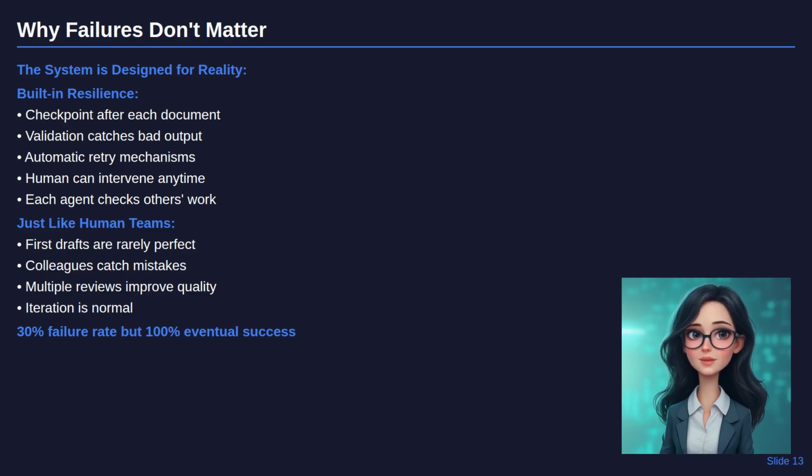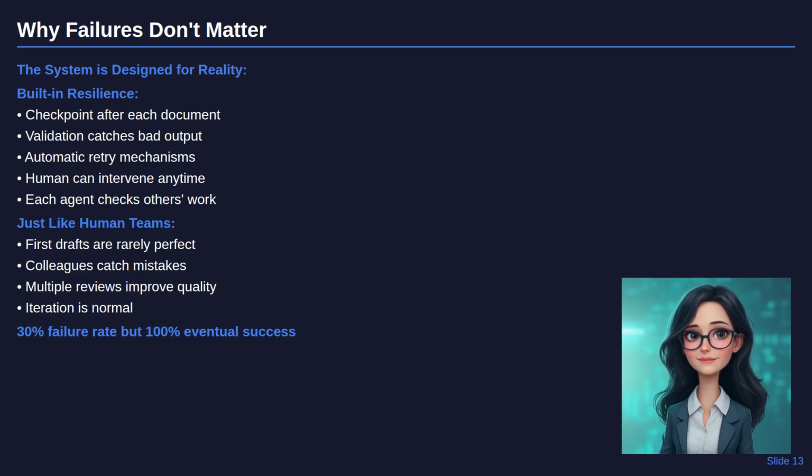We have built-in resilience at every level. There's a checkpoint after each document, so we can restart from a known good state. Validation catches bad output before it propagates. Automatic retry mechanisms handle transient failures. Humans can intervene at any point, and each agent checks the other's work. This mirrors how human teams actually work.